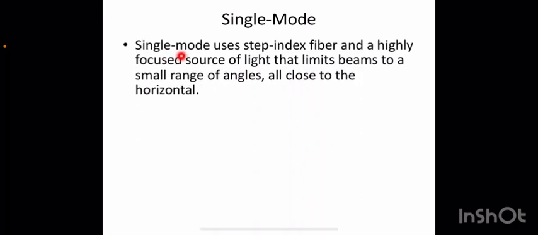Now coming to single mode. Single mode uses a step index fiber and a highly focused source of light that limits beams to a small range of angles, all close to the horizontal. So in the case of single mode, the light travels almost in a straight horizontal line through the core. There is no refraction and so on. It moves along a horizontal line through the center of the core.